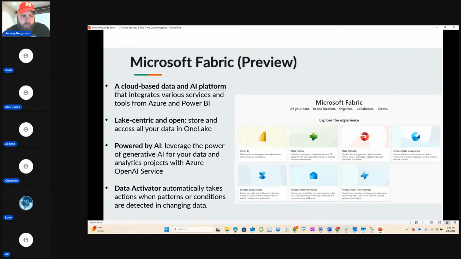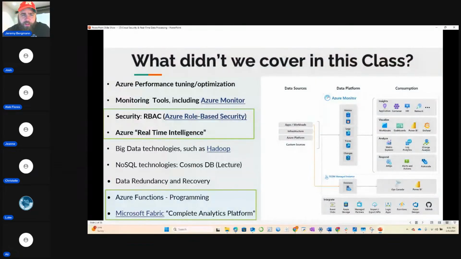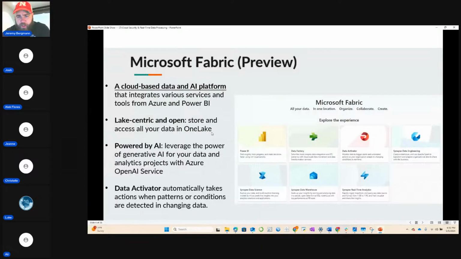Powered by AI, you can use generative AI within your projects. You can do the same with Azure Data Platform products also. One of the nice features it has is this data activator that takes actions when patterns or conditions are detected in changing data. So that's related to Azure Monitor, but they have their own module where you could set specific rules or thresholds or conditions or statistical variability, to be able to detect certain things and alert you to those.